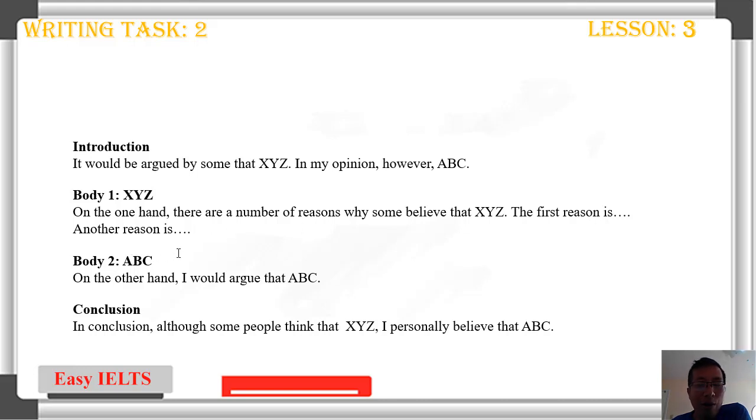In Body 2, you want to talk about ABC. On the other hand, I would argue that ABC, and explain why. For the conclusion, although some people think that XYZ, I personally believe that ABC. The conclusion is just writing the introduction again. That's all.